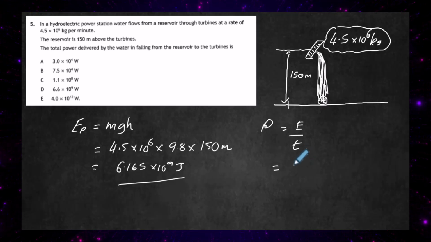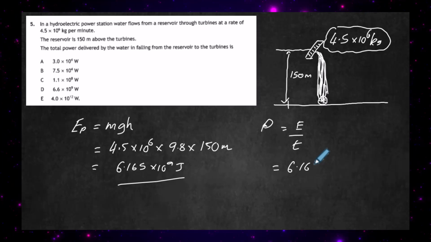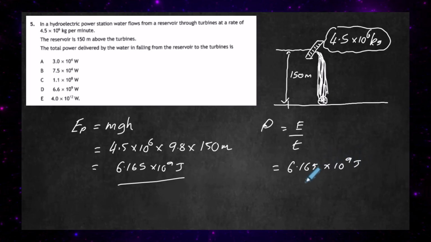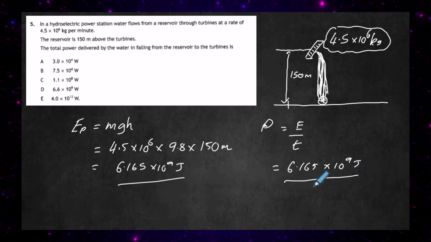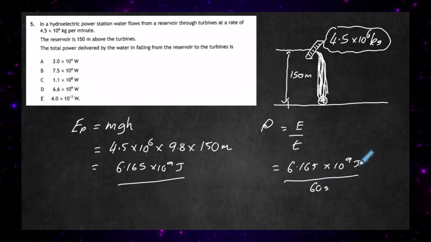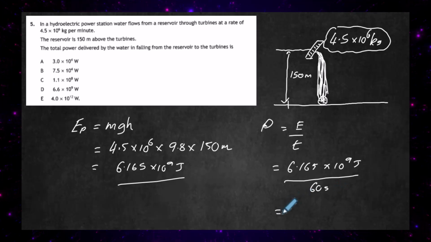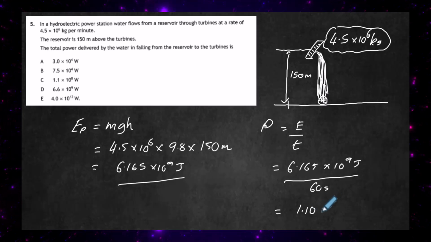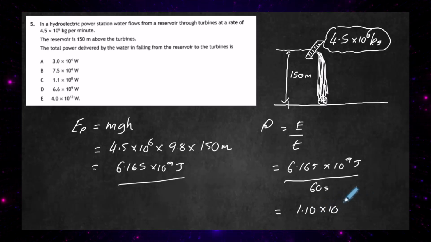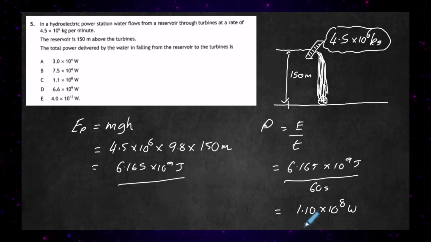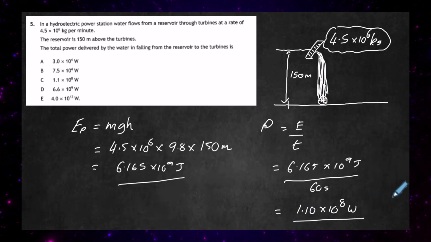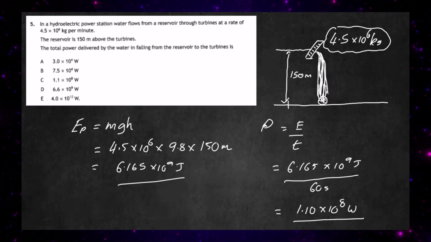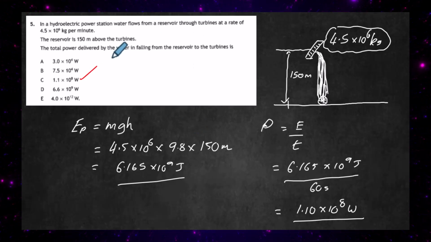So the energy transferred is 6.165 times 10 to the power 9 joules, and we have to divide that by 1 minute, which is 60 seconds. And then we get our joules per second, which is equal to the watt. So when we do that in my calculator, we get 1.10 times 10 to the power 8 watts, or joules per second. And the answer to that is going to be 1.1 times 10 to the power 8 watts. And there's the answer there. It's going to be C.